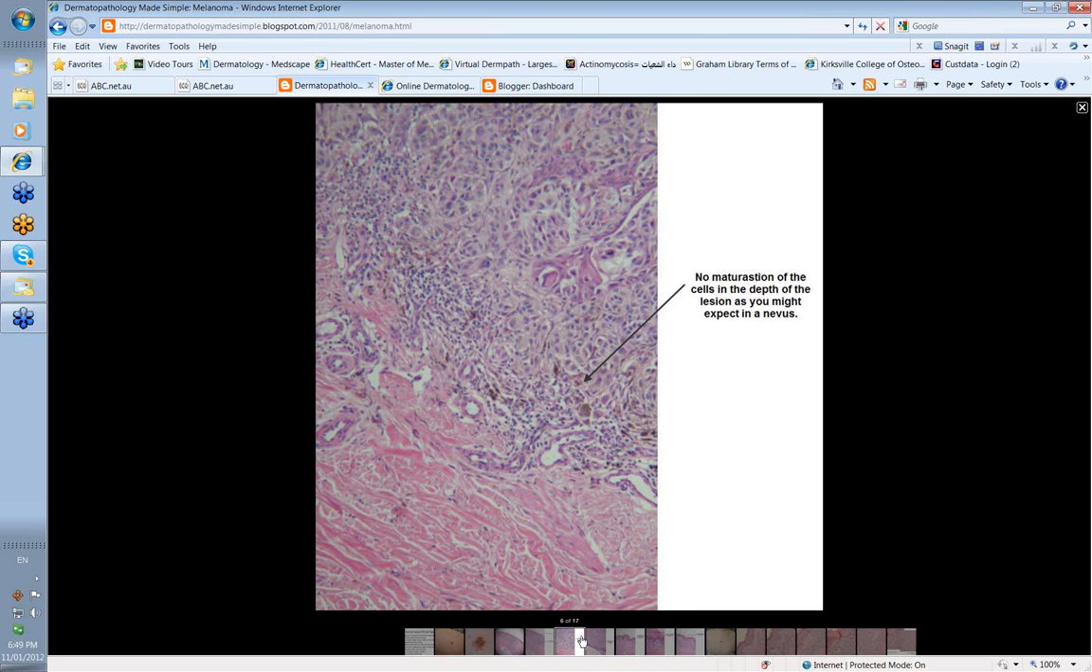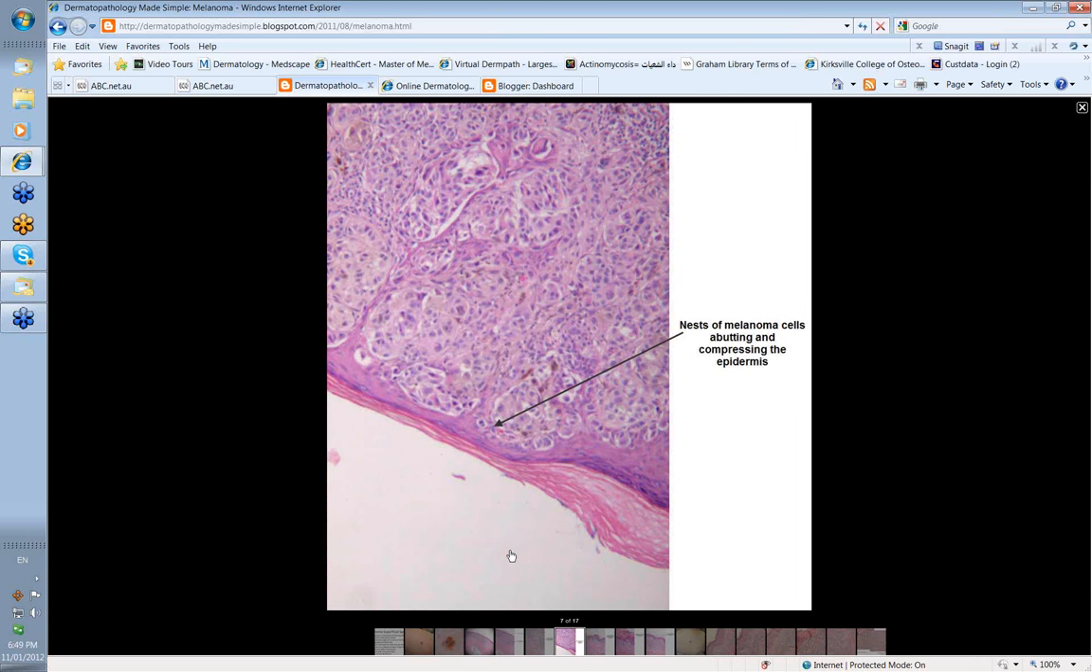If we go a little bit further and have a look at this, here we're seeing another view, and we're looking up towards the epidermis, and this was the inverse of the other view I showed you. Here are these nests of melanoma cells abutting and compressing the epidermis here. It's very thinned, and as I say, with these nevus cells being so close to the surface of the epidermis, these are going to look black when you look at it with a dermatoscope.